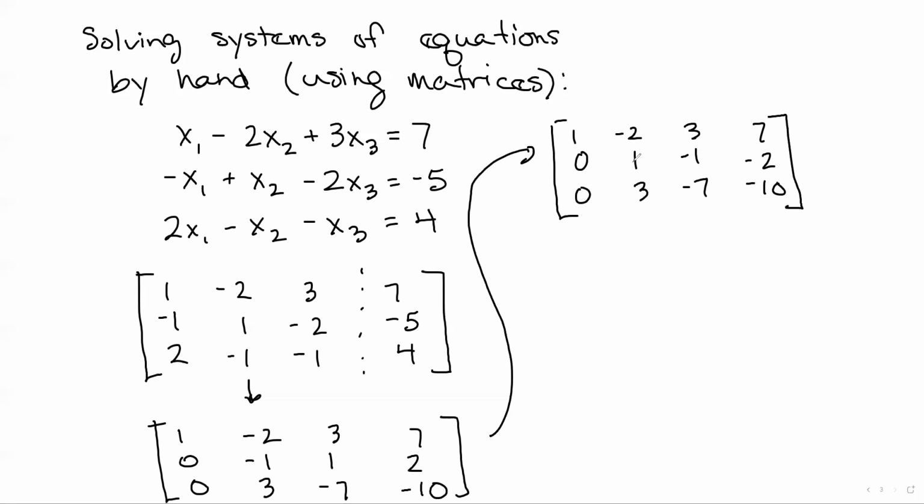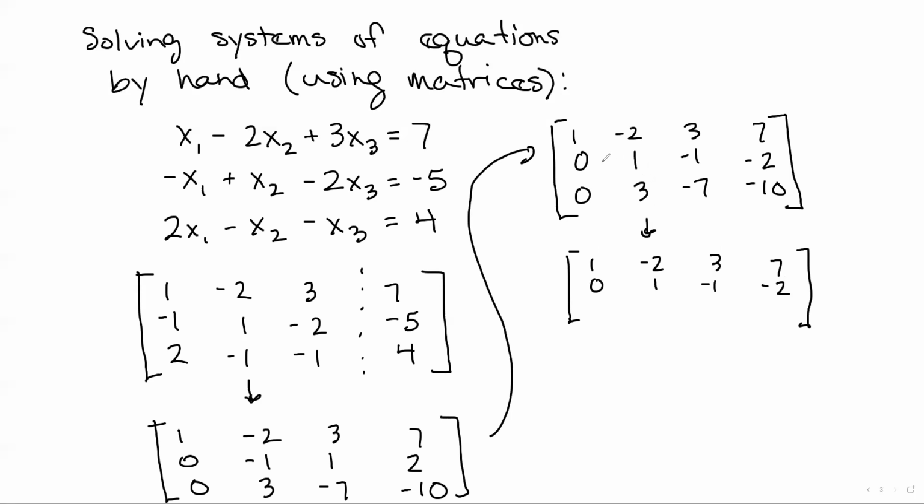Okay, and then beneath the diagonal, we want to go through and get zeros down there. So to do that, we could take the second row here, and to get rid of a 3, we need a -3. We could take -3 times the second row and add it to the third row. And if you do that, you'll get 1, -2, 3, and 7, 0, 1, -1, -2.